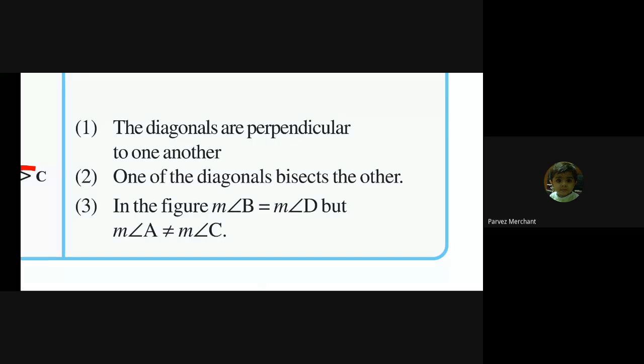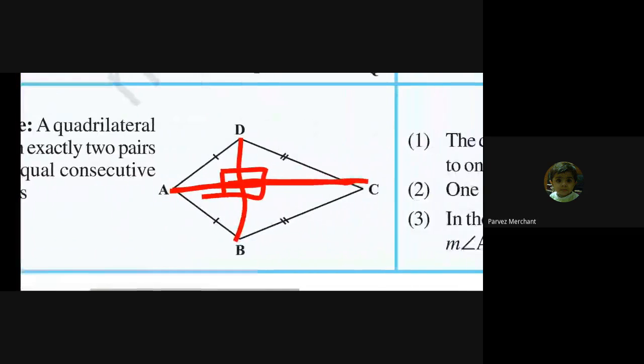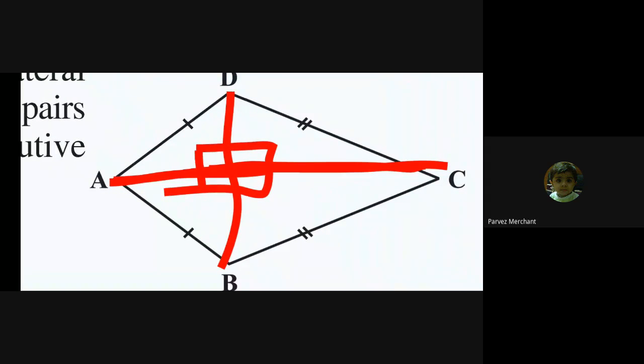And then in the figure, measure of angle B is equal to measure of angle D. You can see the endpoints of the diagonal that bisects, these two angles are equal in measurement. But angle A and angle C are not equal. Only angle B and angle D are equal, because they are the endpoints of diagonal BD, which bisects here.